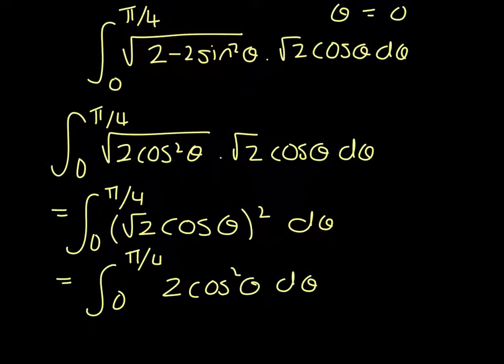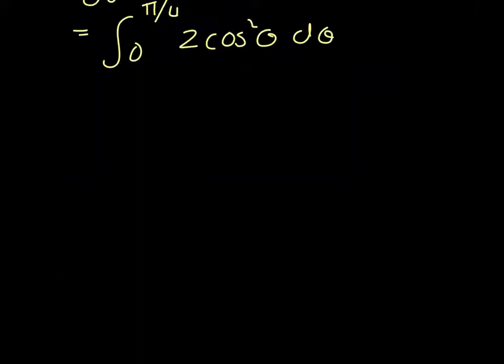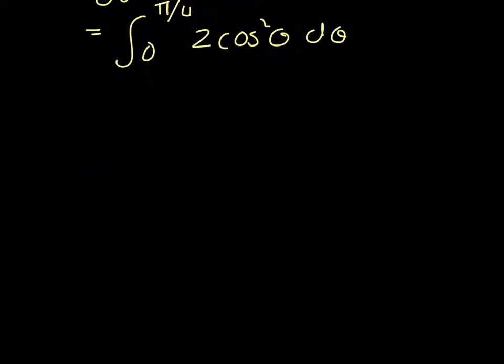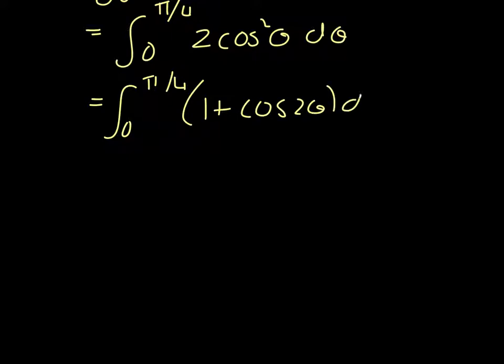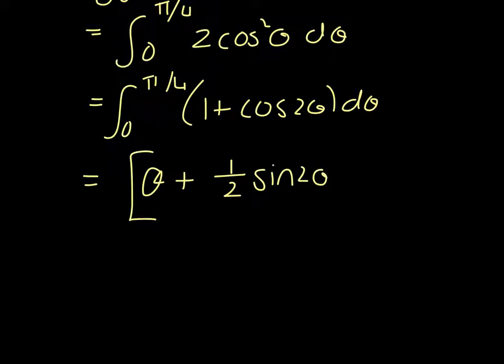Now you cannot integrate cos squared theta, but if we go up to part 1, we've just found a trig identity that's going to help us with this integral. And that trig identity told us that 2 cos squared theta is 1 plus cos 2 theta. If you integrate 1 with respect to theta, you get theta, and if you integrate cos 2 theta, you get 1/2 sine 2 theta.